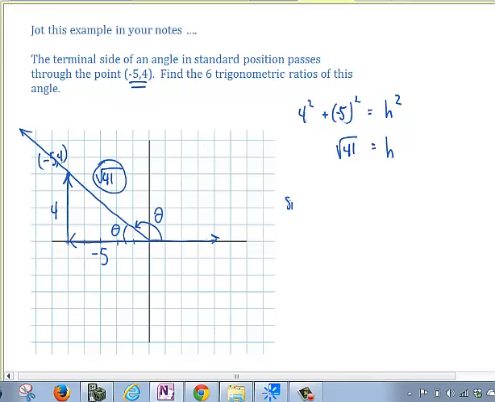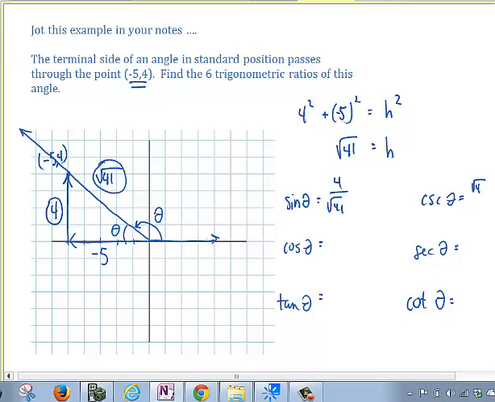So the sine ratio, the cosine ratio, tangent, cosecant of theta, secant of theta, and cotangent of theta. I'm just going to go right through it quickly. Remember, I've got to keep in mind positive and negative values. So the sine ratio is opposite over hypotenuse, 4 over root 41. I'm just going to write root 41 over 4 for this one, its reciprocal. The cosine is negative 5 over root 41. This will be root 41 over 5, and that's still negative.